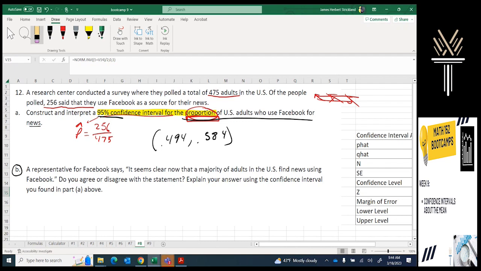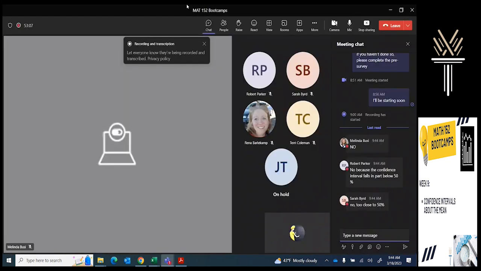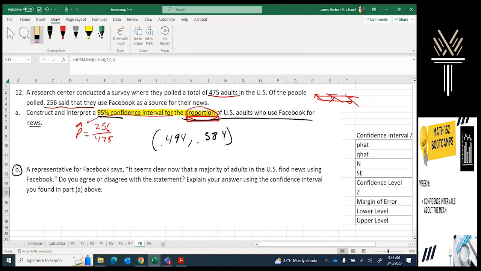Let's peek. Good. Yes, you guys are all nailing it. Remember, the whole point of a confidence interval is that any number between these numbers is valid. And so it's just as possible that it's 49.5%. I don't know why I did 2 decimals. Or that it's anywhere from 50 to 58.4. So even though there are more numbers above 50%, it's possible that it's under 50%.